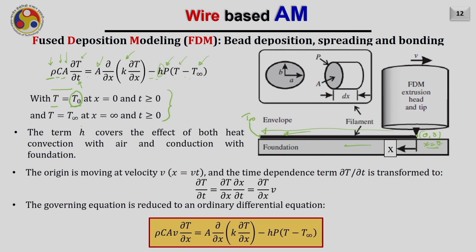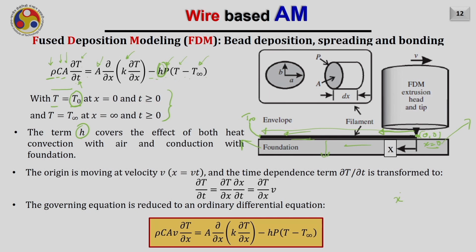So the term H, which is written here, covers the effect of both the convection heat transfer into the environment and also the heat transfer into the foundation, because we are not assuming any change in the temperature of the foundation. Therefore, this foundation is also considered to be contributing through convection heat transfer. So this H is not only the heat transfer into the ambient, but also the heat transfer into the foundation.